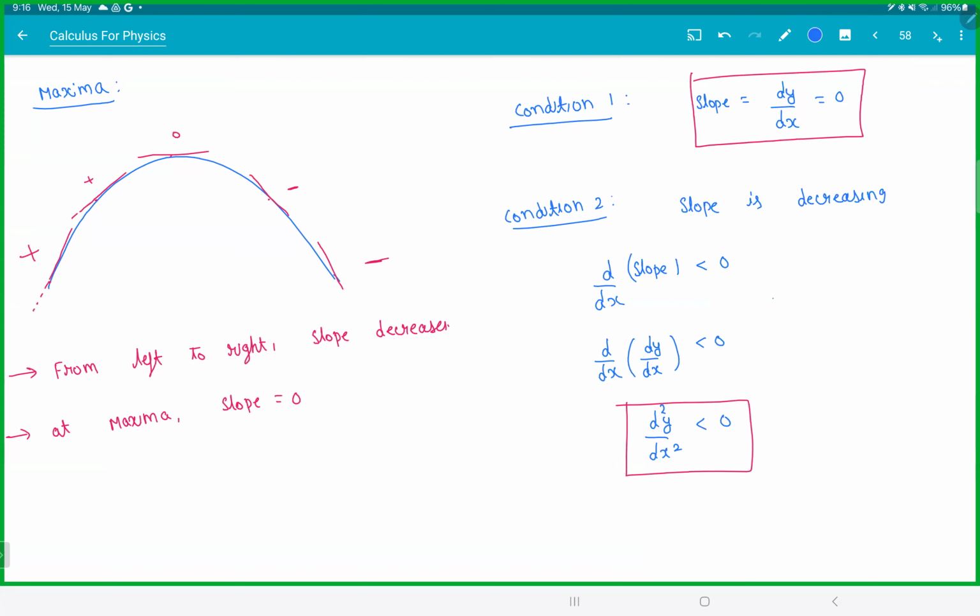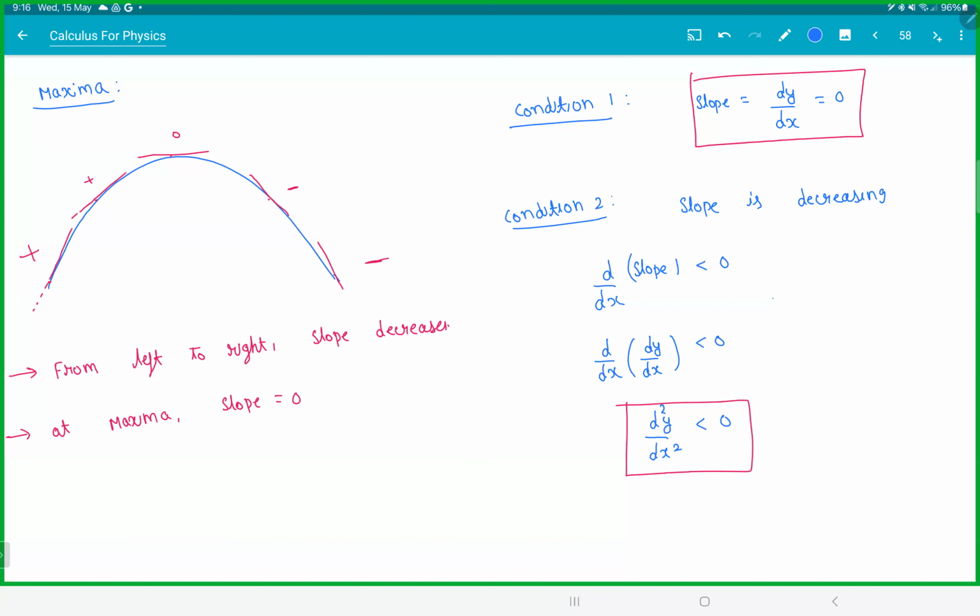Clear with the maxima? How we located this? Two points, slope is 0 and the slope is decreasing. Slope is nothing but the tan of the angle made by the tangent. Initially it is acute and then it becomes obtuse. Arush, Archita, clear with that?